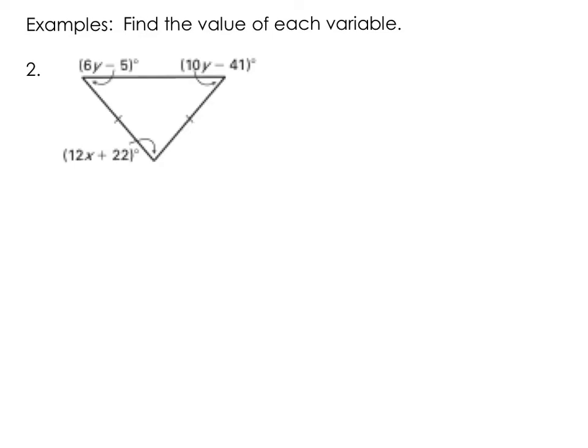So let's take a look at this first example. First thing I want to do is identify what type of triangle I'm looking at. I can see that we have a tick mark here and a tick mark here. So right away I know that this is isosceles. So that means I can apply those two theorems that we talked about earlier.